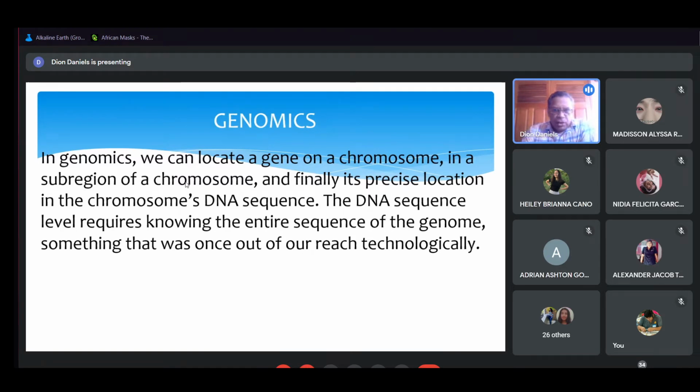But in genomics, we can locate a gene on a chromosome in a subregion of a chromosome and finally its precise location in the chromosome's DNA sequence. The DNA sequence level requires knowing the entire sequence of the genome, something that was once out of our reach technologically. But we all know that you can do genome sequencing, whereby you sequence the entire genome of an organism. What does that mean? It lays out the order of the nucleotides, the A, T, C, G, and so on, down the road of the entire genome, which means the entire genetic material that is in the cells of these organisms.